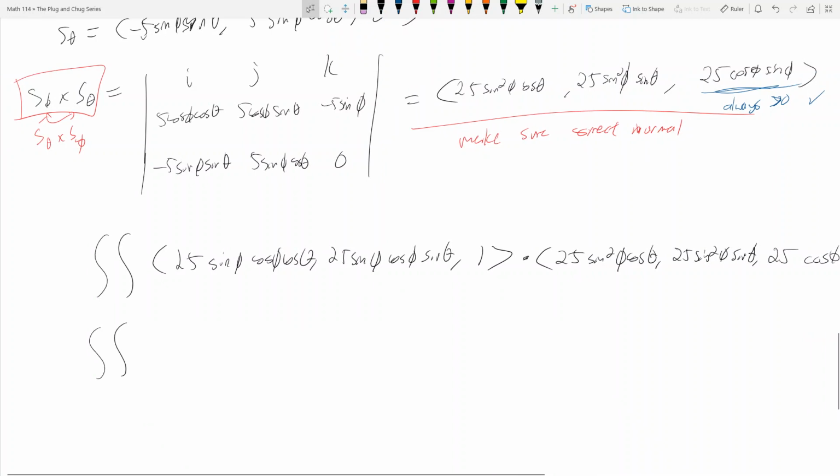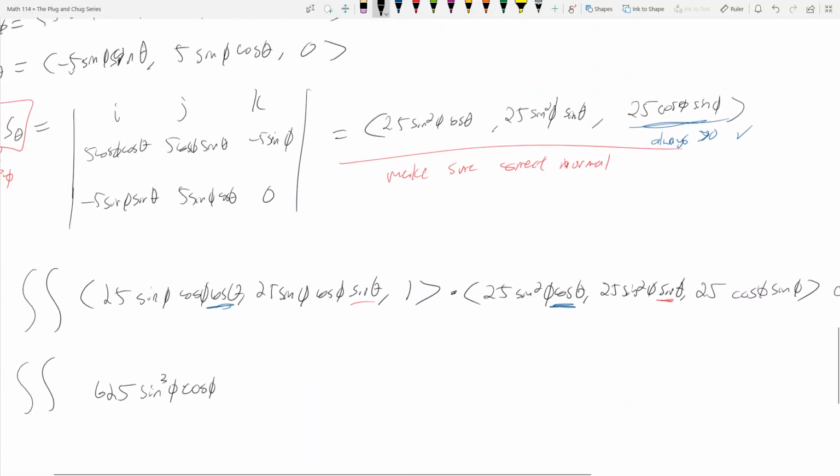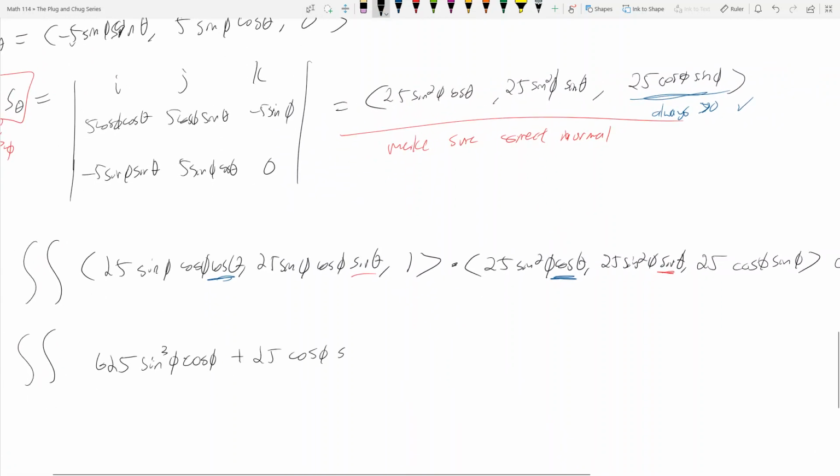This becomes a massive mess. But essentially, you get a sine squared term by dotting the y components, and you get a cosine squared term by dotting the x components. And so what happens is we end up with 625 sine phi, sine cubed phi cos phi, and then the last one is plus 25 cos phi sine phi. This first term comes from this dotted with this plus this dotted with that. Try it out yourself. Work it out yourself, it's just algebra. I know that's correct.